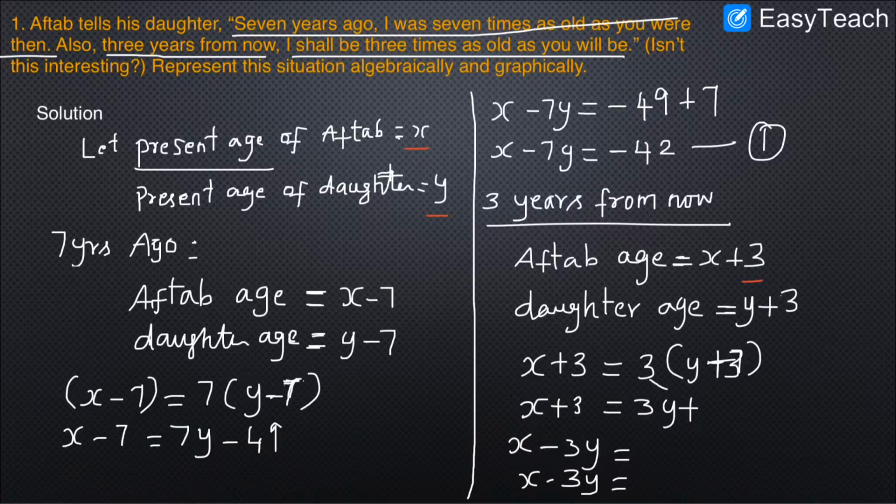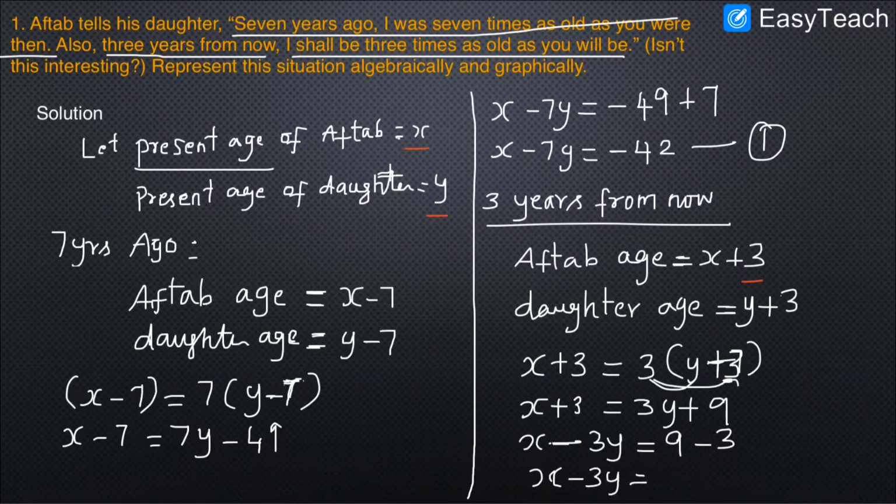Okay, 3y. Now I multiply inside, 3y plus 3, 3 threes are 9. So I rewrite it again. Okay, let's do it again. So x plus 3 equals 3y plus 9. First I bring the variables to one side. So x minus 3y equals 9 minus 3, which gives me x minus 3y equals 6. This is our second equation.